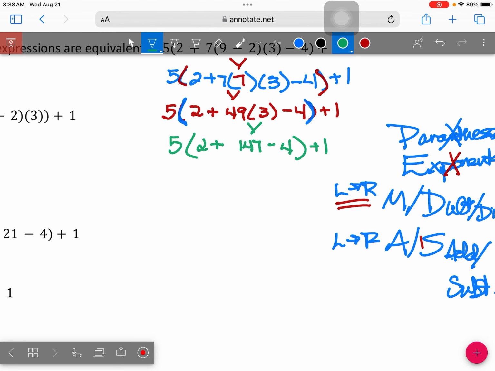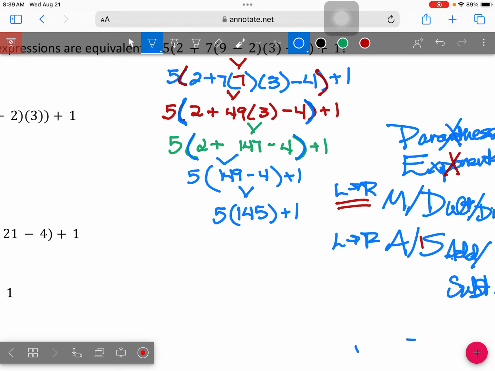What would you do next? Inside parentheses, am I going to add or subtract? Should add. 2 plus 147 is 149 minus 4 plus 1, 5 over here. Now I've got parentheses. 149 minus 4 is 145. Multiply or add? Multiply, and that is 725. Check my math. Plus 1 is 726.